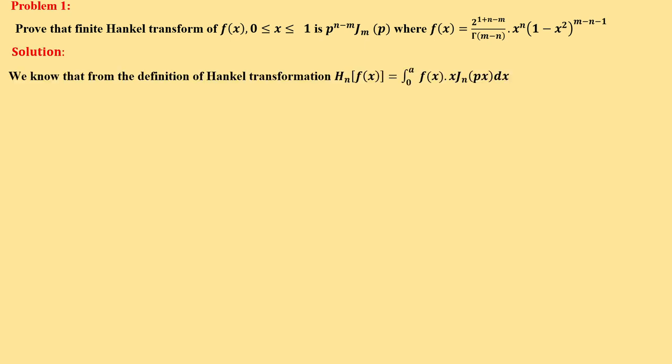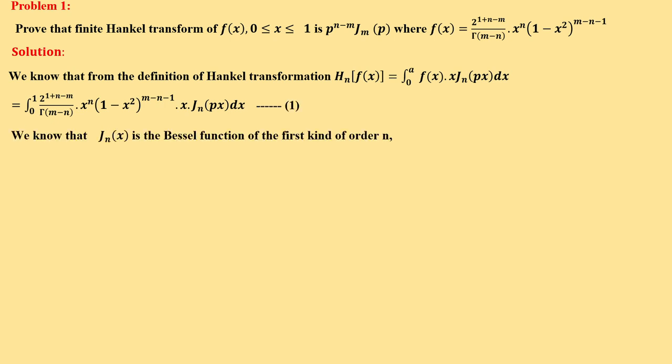We know that from the definition of the Hankel transformation, H_n[f(x)] is equal to the integral from 0 to a of f(x) J_n(px) dx. Replacing f(x) by 2^(1+n-m)/Γ(m-n) x^n (1-x²)^(m-n-1), and replacing a by 1, we get the integral from 0 to 1 of 2^(1+n-m)/Γ(m-n) x^n (1-x²)^(m-n-1) x J_n(px) dx. That is equation number 1.